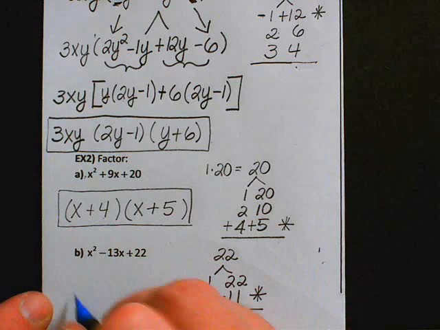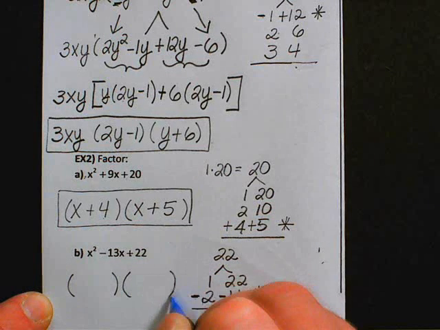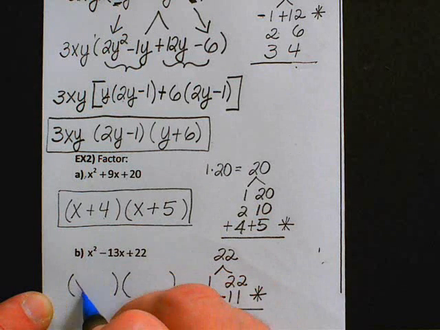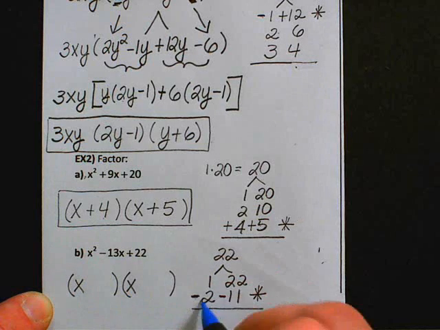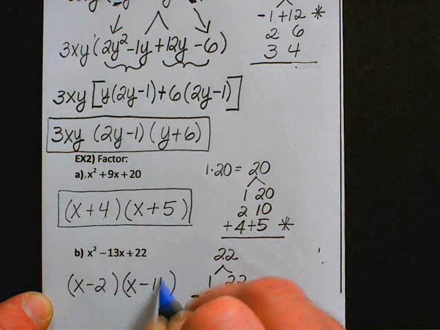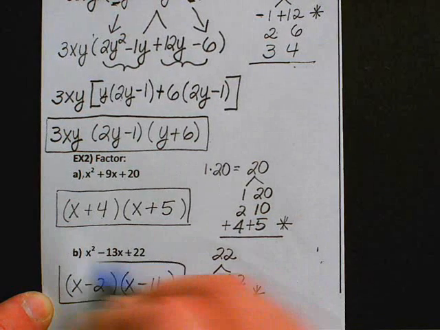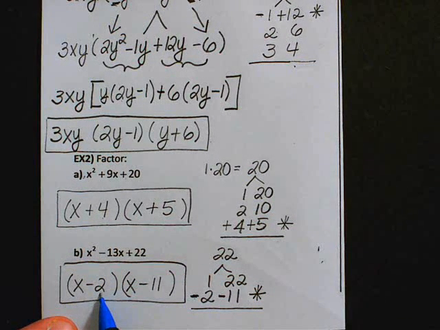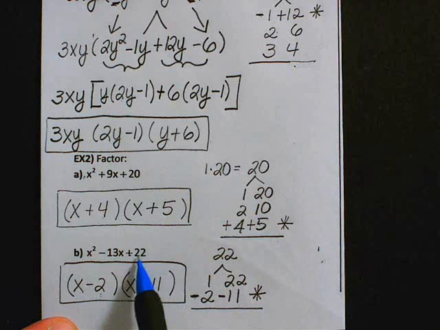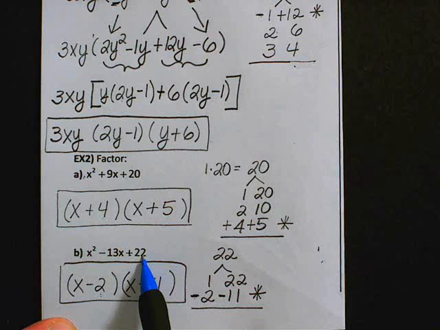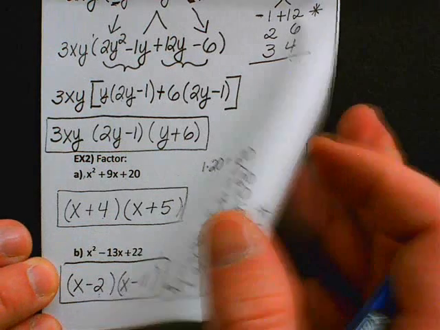So go ahead and open two sets of parentheses. Square root of x squared is x. And we're going to put negative 2, negative 11. And as a final check, just do this. Negative 2 and negative 11 equals negative 13. Negative 2 times negative 11 equals positive 22. So that means this is good. Alright, let's go to the other side of the page.